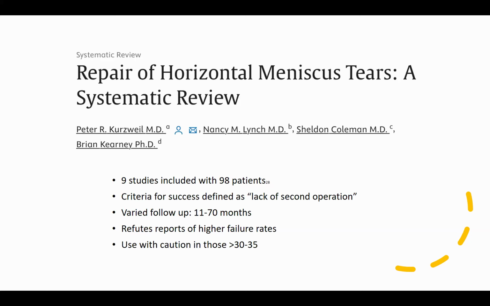However, conclusions should be made with caution, as the definition for failure, at least based on their analysis, was deemed to be the presence of a second operation during varied follow-up periods, rather than our more sensitive and specific second look arthroscopy or MRI. Additionally, functional scores were not included for analysis within the study. Clearly, more literature is needed in order to determine the long-term benefits for repair in the setting of horizontal cleavage tears.